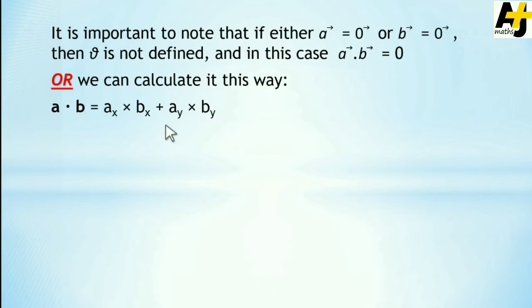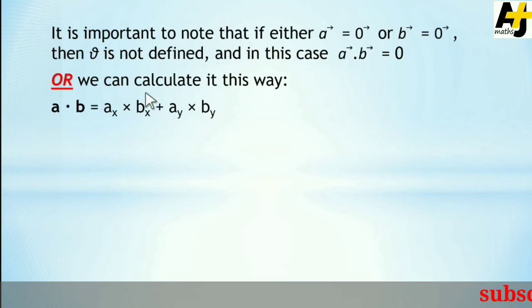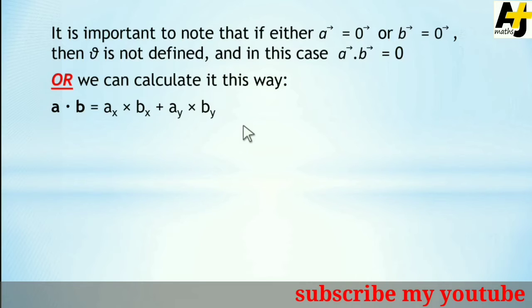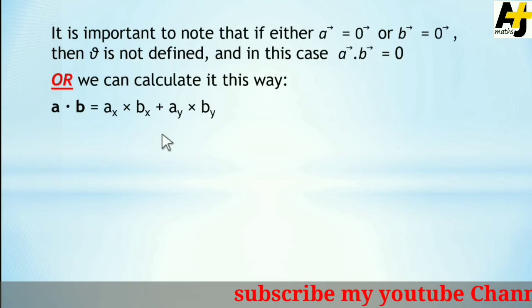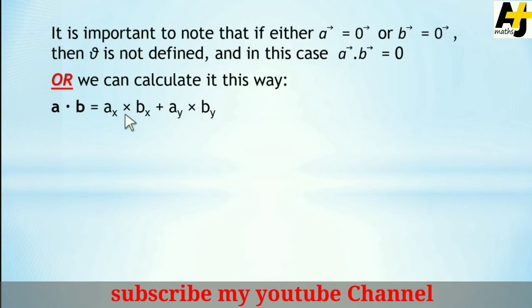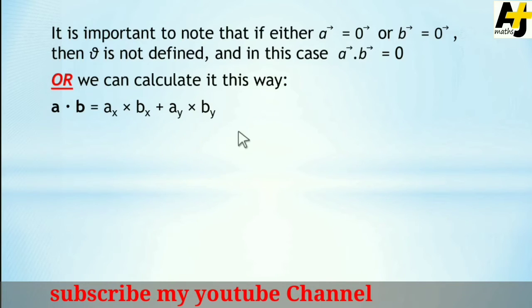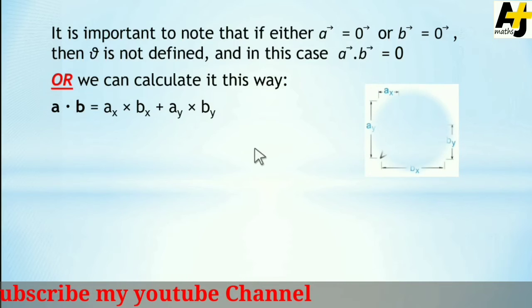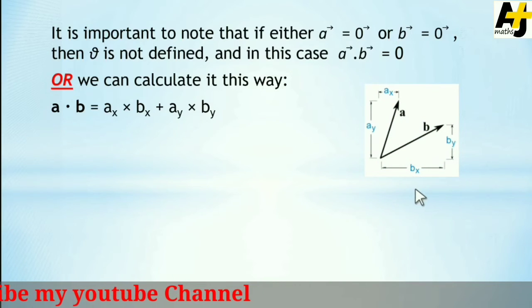Or we can calculate it in this way. Look at this. We can also calculate the dot product like this: a dot b equal to ax multiply bx plus ay multiply by. That is, we will multiply the x components and the y components separately, and then we will add. So this is another way of writing the dot product.